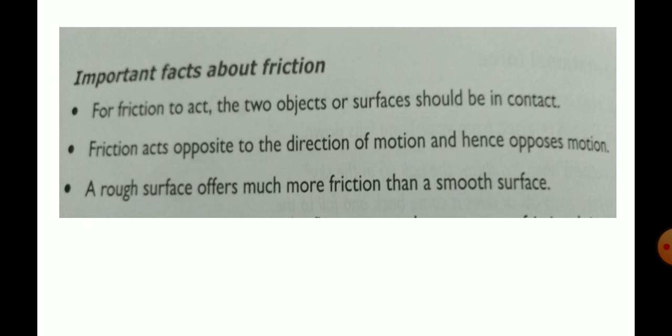And now, important facts about friction. There are three important facts about friction. The first one is, for friction to act, the two objects or surfaces should be in contact. Then only friction will happen. Second, friction acts opposite to the direction of motion and hence opposes motion. And the third thing, a rough surface offers much more friction than a smooth surface.